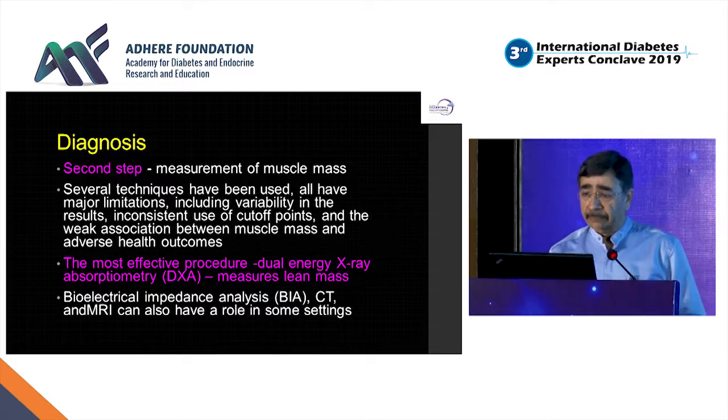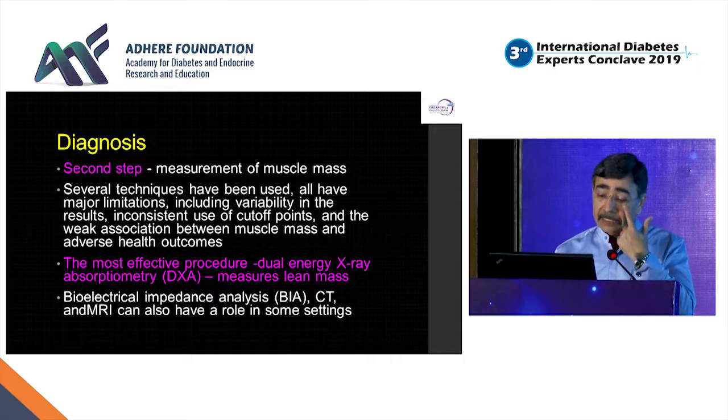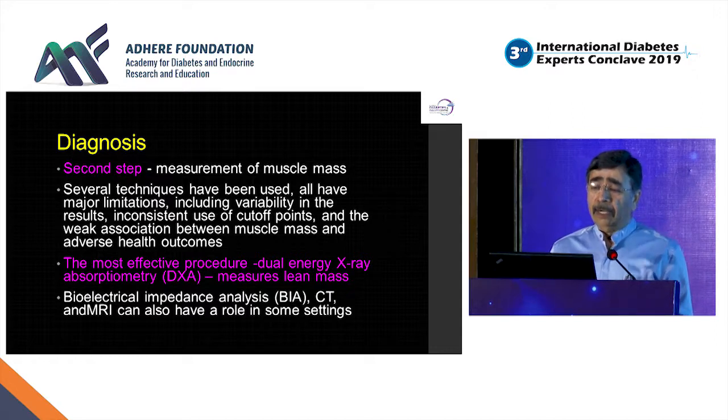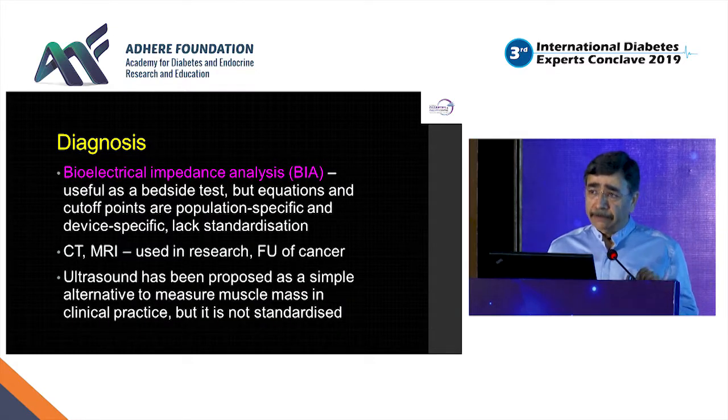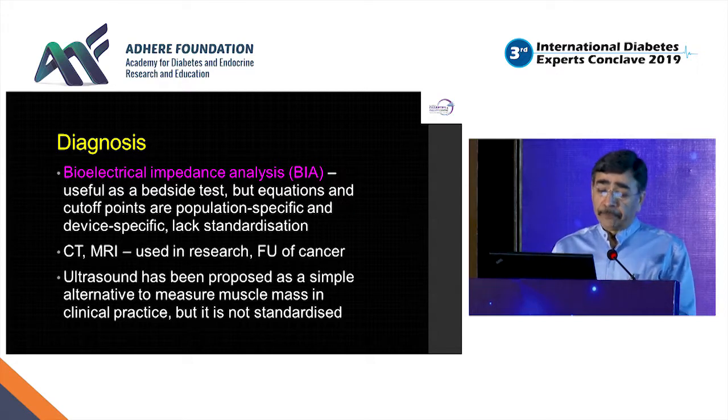Now, second step is the measurement of muscle mass, and the most effective procedure is DEXA. There are several other techniques like bioelectrical impedance or CT scan, or even now the ultrasound has been suggested as a modality for measuring muscle mass, but we do not have any standardized cutoffs. BIA is a very good simple tool, can be used on bedside, but it has specific equations for different populations, and also according to the manufacturer, and there is lack of standardization. So again, it is not a very good technique, but it can be used for screening.